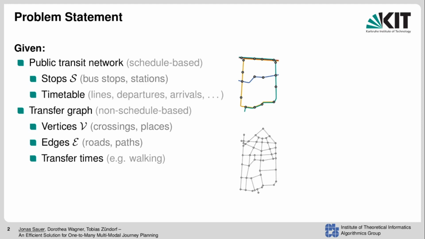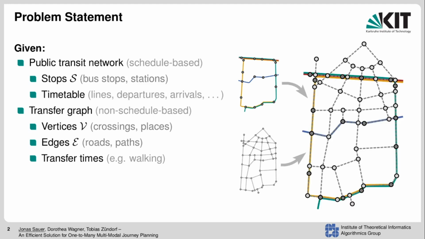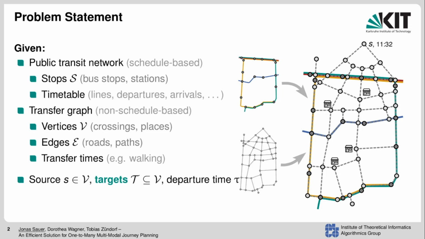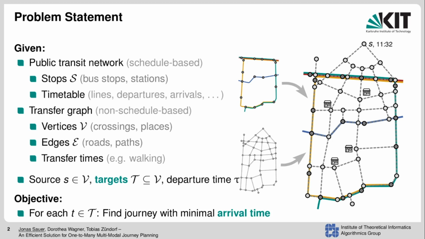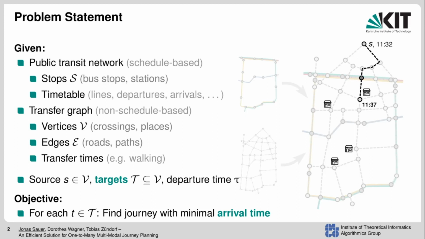We combine the network and the graph into a multimodal network, and now we are given a source vertex S, a set of targets T, which here are represented by the shop icons, and a departure time, in this case 11:32. And now our objective is to find for each target in the target set a journey from S with minimal arrival time, which in this example might be these four.